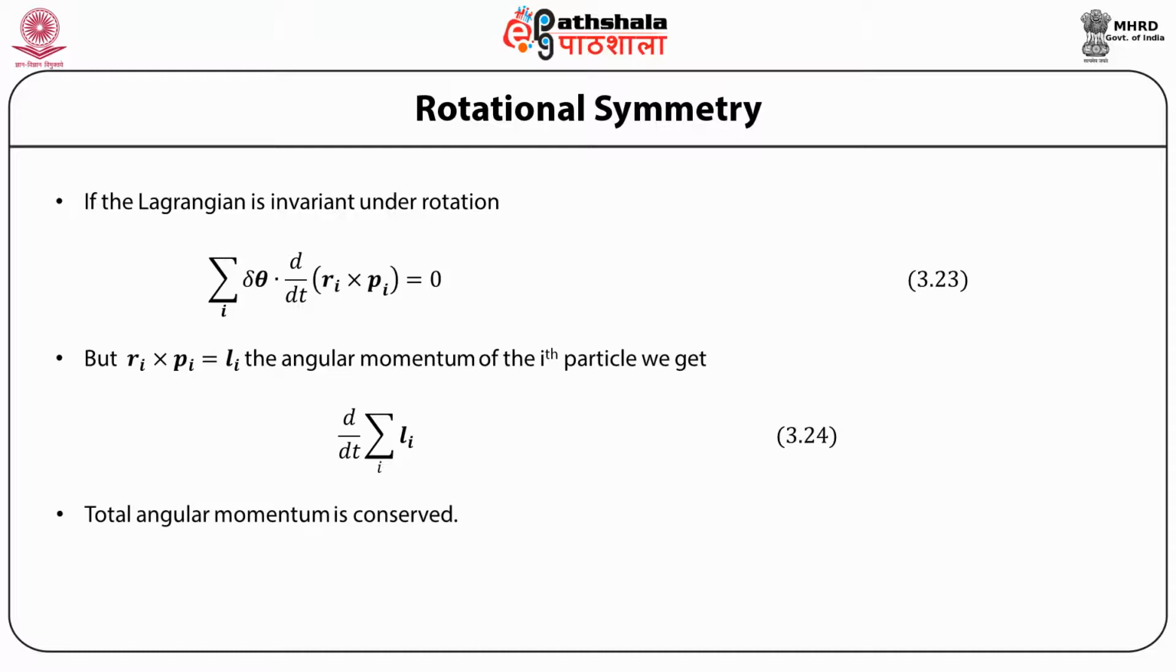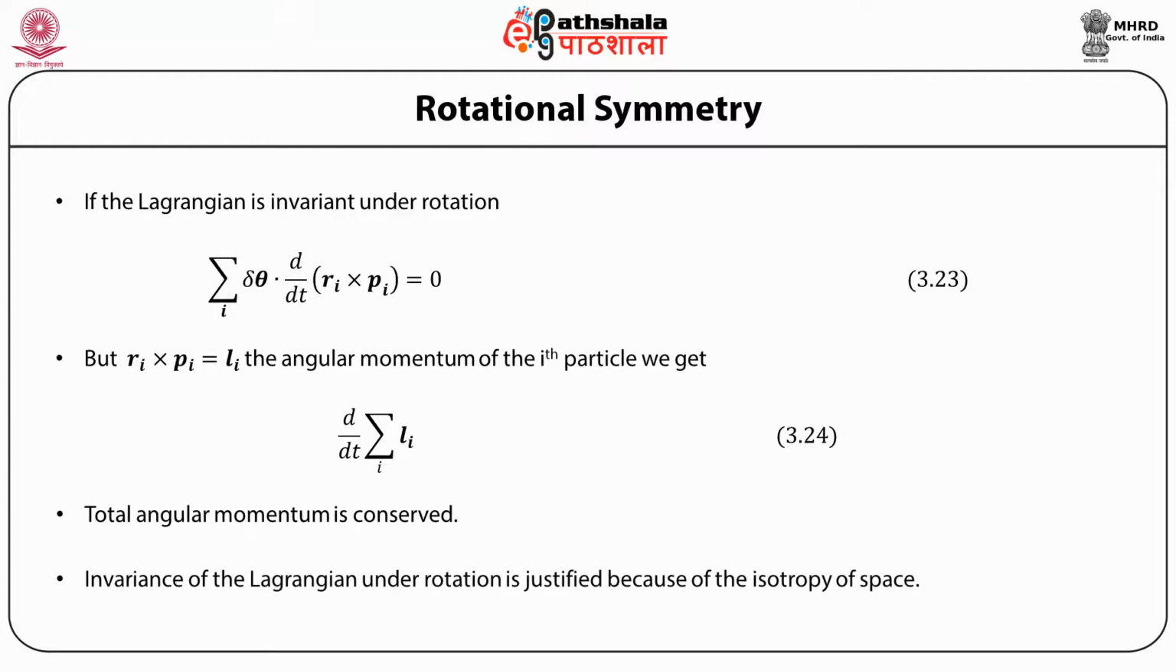So what is the symmetry we have used? The symmetry we have used is that the Lagrangian is invariant under rotation. And this is justified because of the isotropy of space.